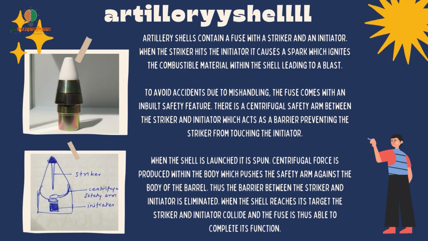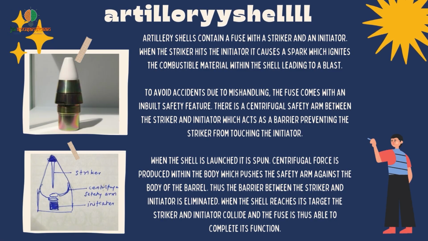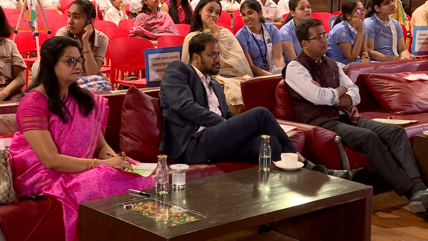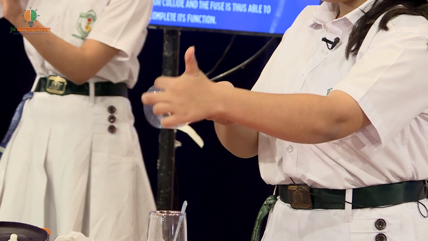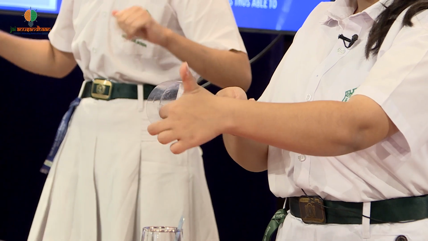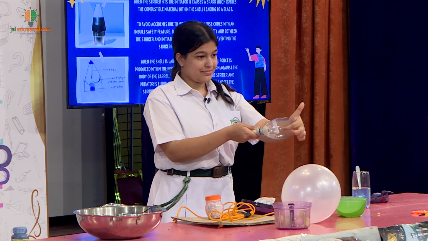Artillery shells contain a fuse with a striker and an initiator, kinda like a matchstick and sandpaper. When the striker hits the initiator, it causes a spark, leading to the combustible material to ignite and causing a blast. To ensure there are no incidents due to mishandling, we have a centrifugal safety arm between the striker and the initiator, which acts as a physical barrier, preventing them from hitting prematurely.